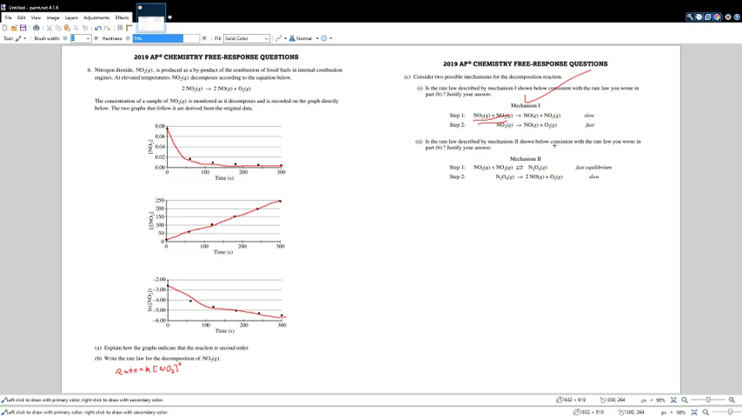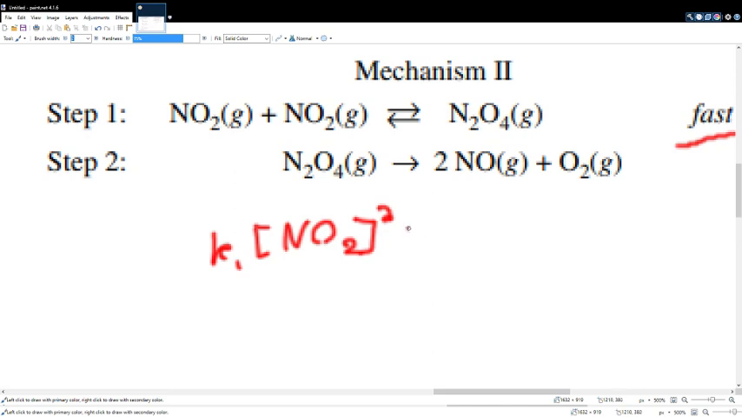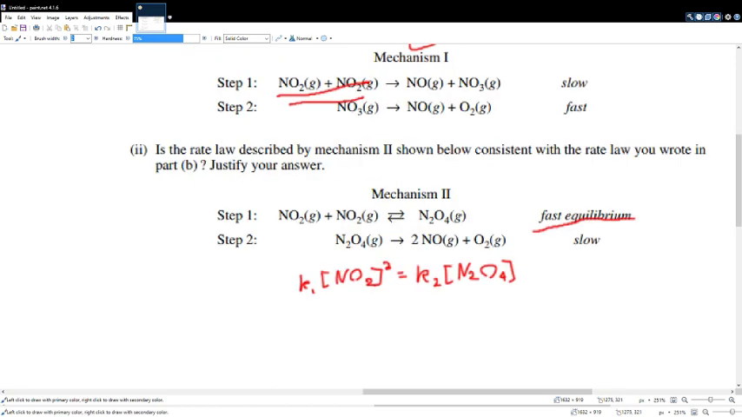And the reason is because of this fast equilibrium step. You have to recall what equilibrium means. Equilibrium means the rate of the forward reaction is equal to the rate of the reverse reaction. So this means that this rate, K1 times NO2 squared at equilibrium, is equal to the rate of this reaction, N2O4. And yeah, that's simply it.